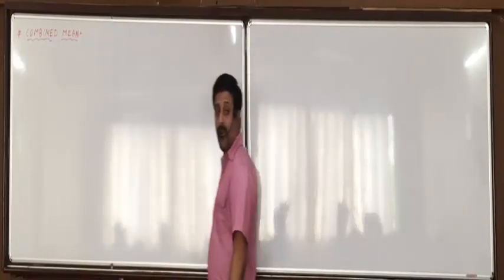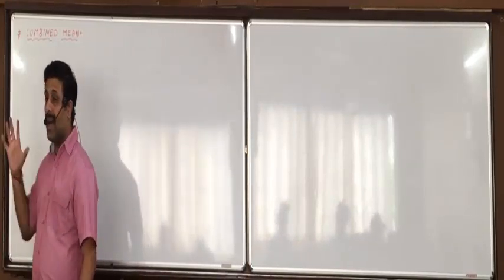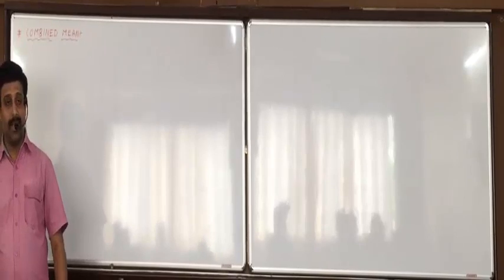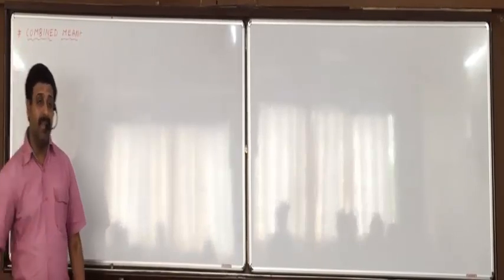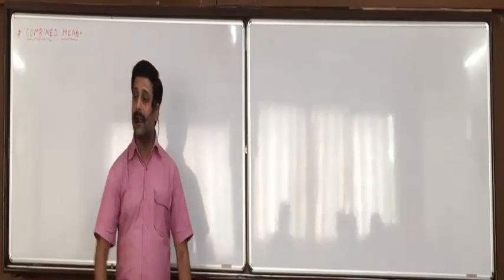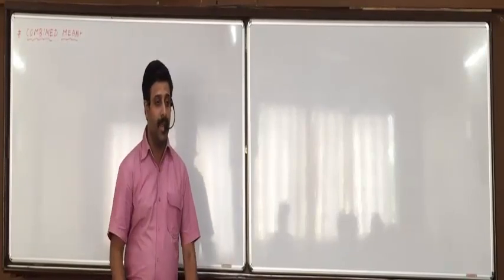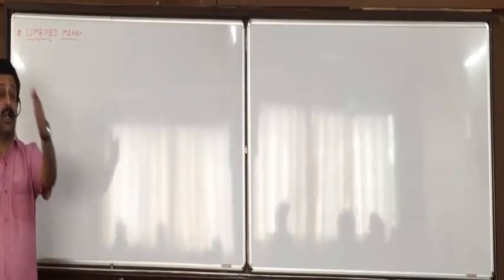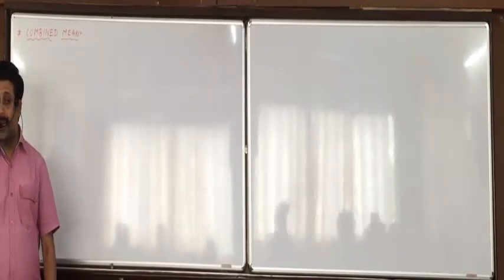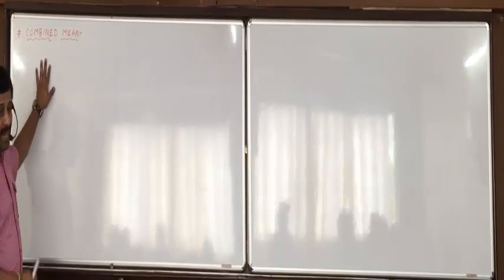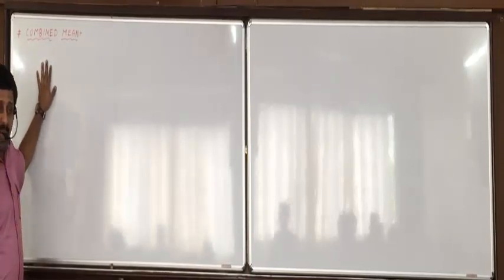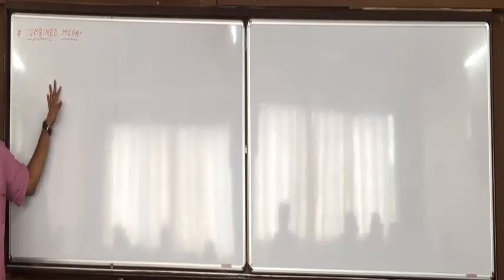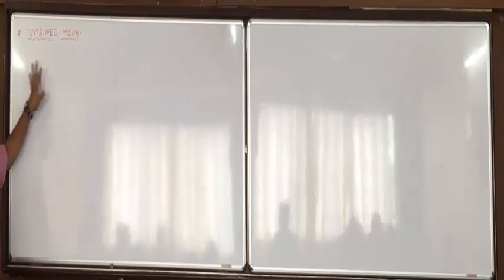Suppose we know the mean marks of girls in statistics is 20, and we know that mean marks of boys in statistics is 30. Then with the use of combined mean, we can find the mean of all the students, boys as well as girls. That is what we call combined mean.